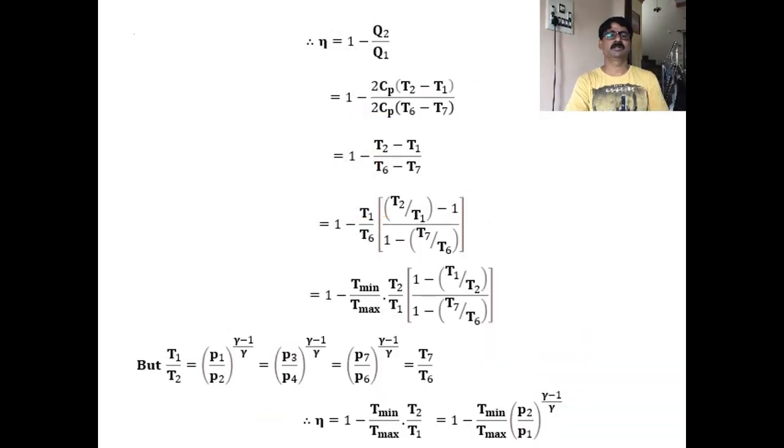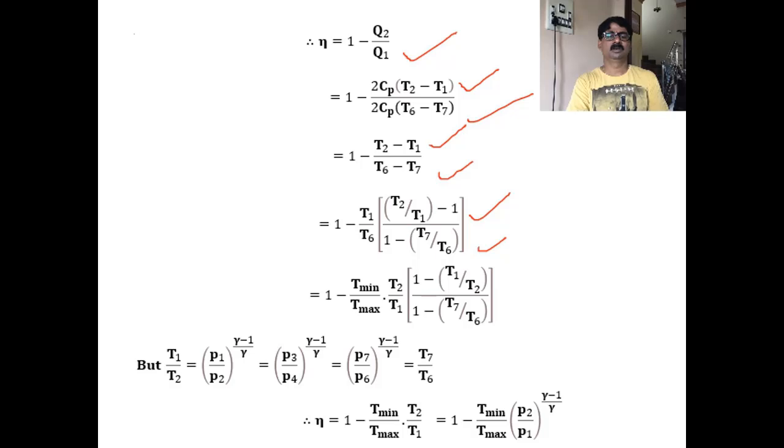So writing the expression for efficiency, eta is equal to 1 minus Q2 by Q1. Q2 is 2 Cp into T2 minus T1 and Q1 is 2 Cp into T6 minus T7. So 2 Cp gets cancelled. So it becomes 1 minus (T2 minus T1) divided by (T6 minus T7). Now taking T1 outside from the numerator and T6 from the denominator, inside the bracket you will get T2 by T1 minus 1, over 1 minus T7 by T6.